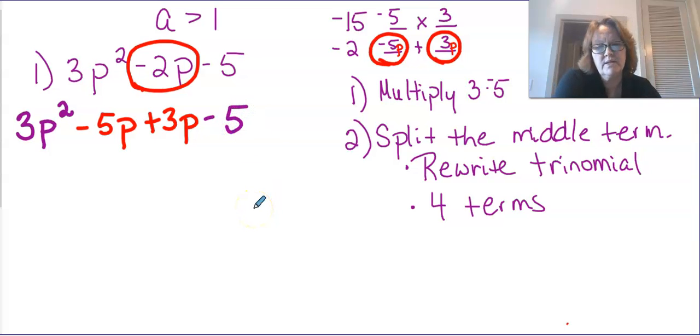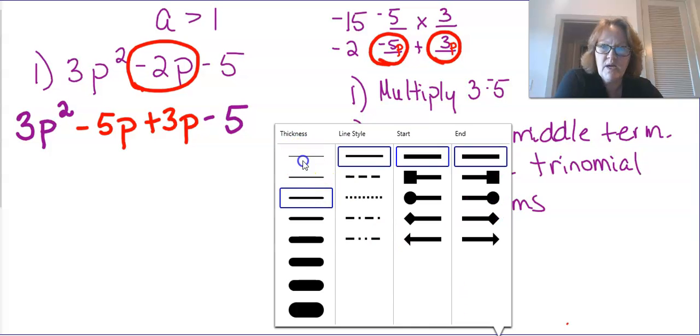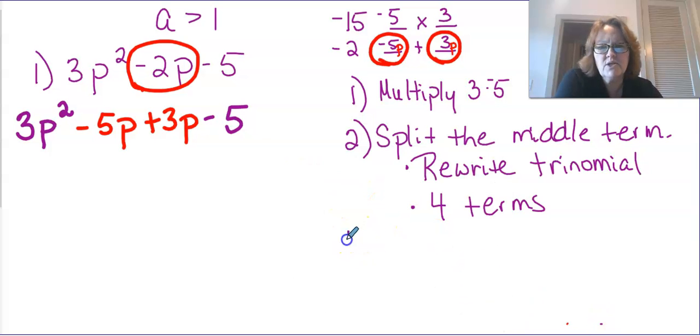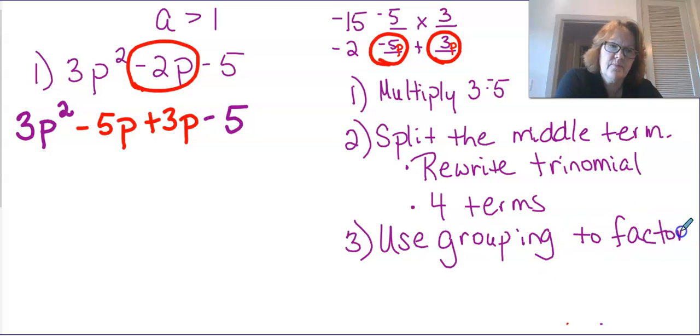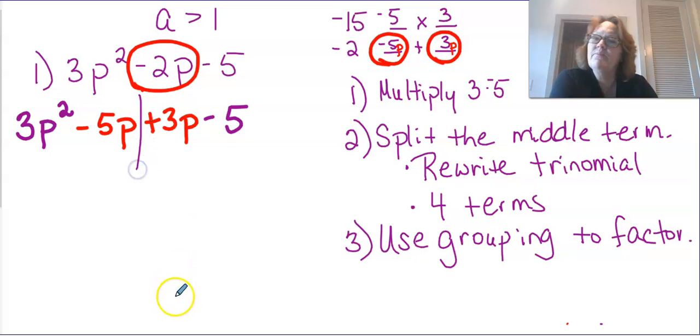All right, then what I do after that is I use grouping, which you should have done before, to factor. Let me show you what that looks like. So now what I'm going to do is I'm going to divide this thing down the middle. Okay, so I'm going to divide it into this binomial and this binomial, and I'm going to factor each of those. I'm going to take out the greatest common factor of each of those binomials.